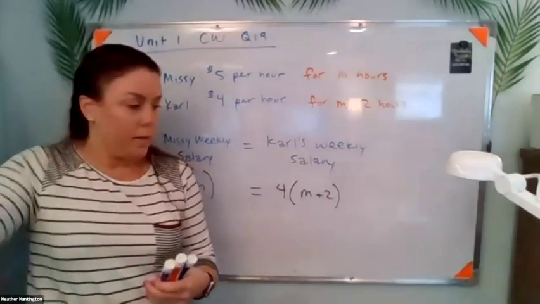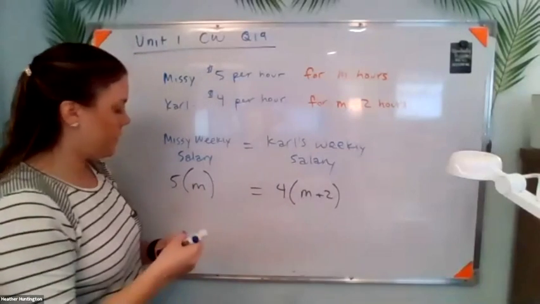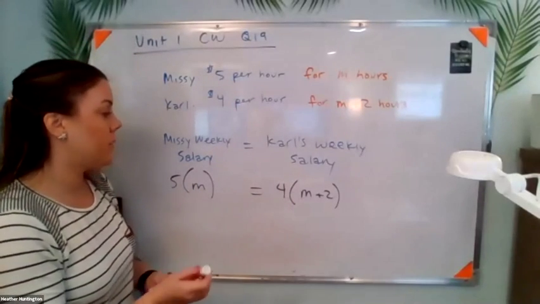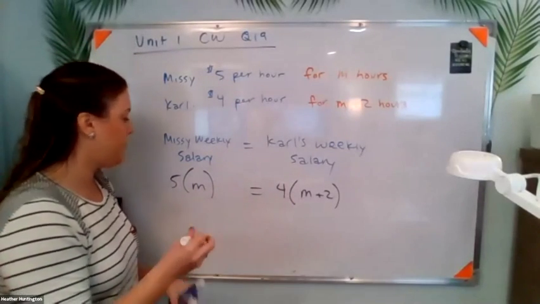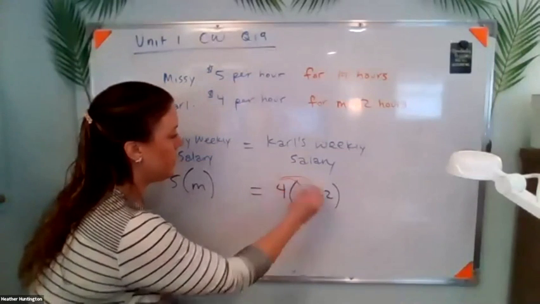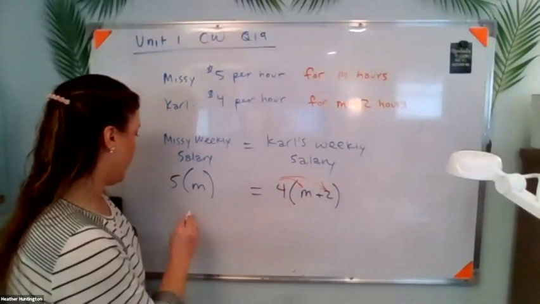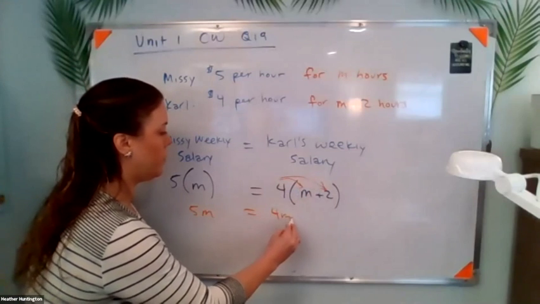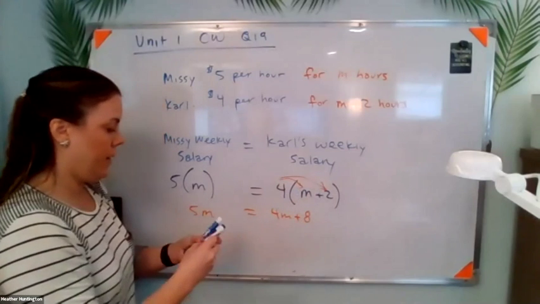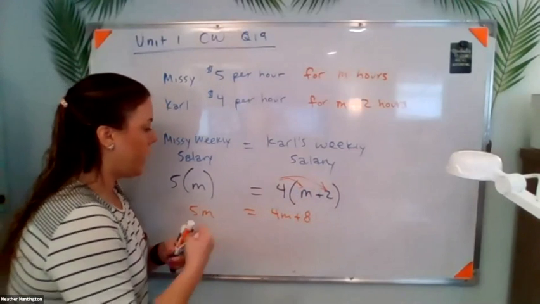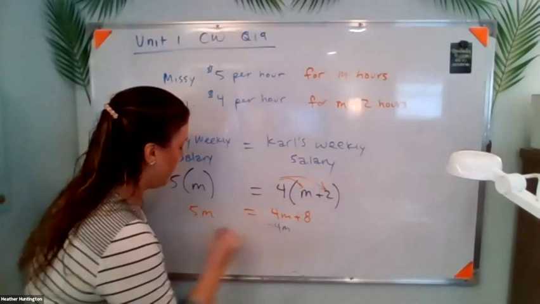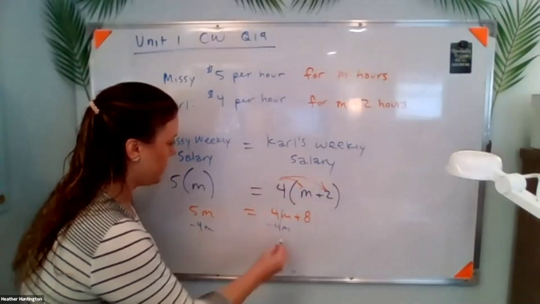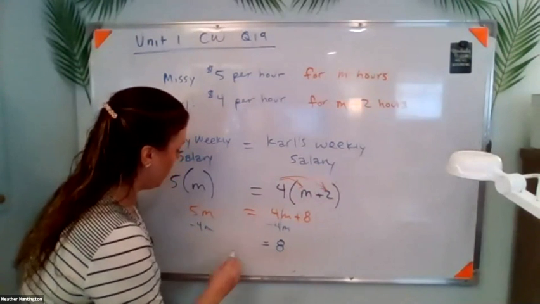Okay, so now that I've completed that step, I can start solving. I've created an equation. And here I'm going to distribute the 4. So we've got 5M equals 4M plus 8. Now I'm going to subtract 4M from both sides. We have 8 equals M.